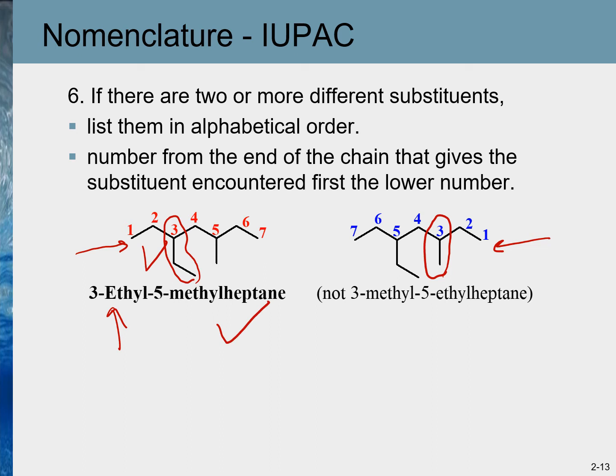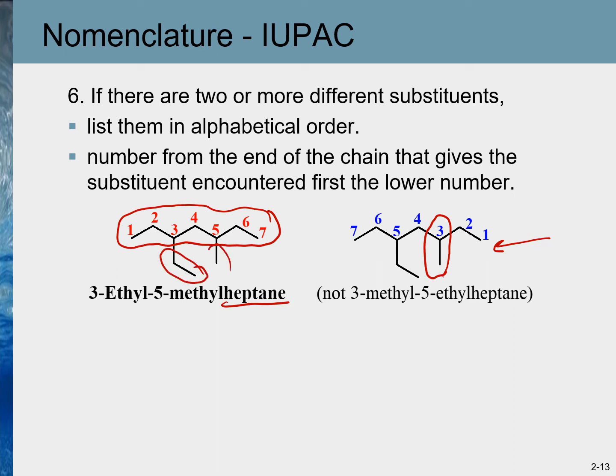So the rest of the name is similar to the previous rule. All we need to do is identify the parent chain. It's 7 carbon long, so the parent chain is heptane. Then we identify the substituents, so we already did. This substituent is ethyl and this one is methyl. Ethyl is connected at number 3 position and methyl is connected at number 5. So therefore the name will be 3-ethyl-5-methylheptane.